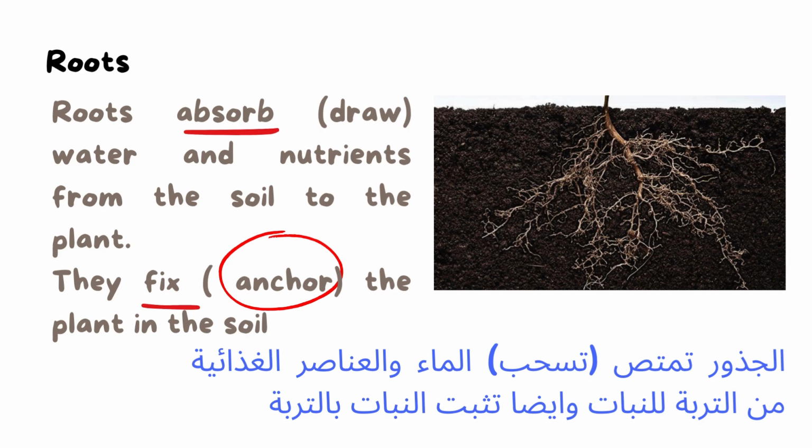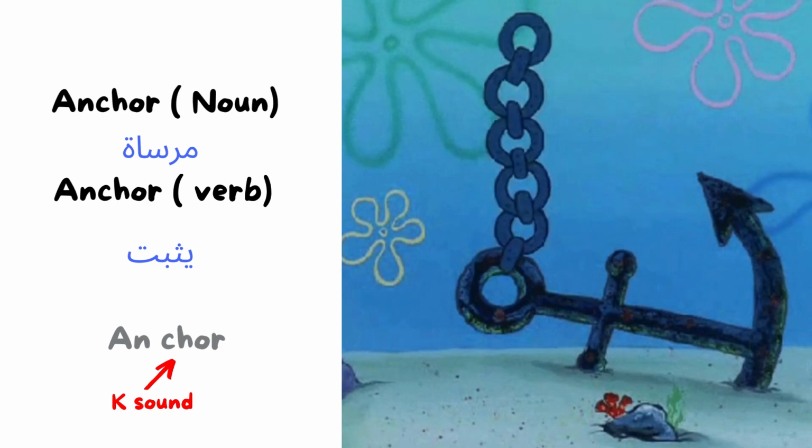And there is another function: it fixes the plant in the soil. What is the meaning of fix? Yes, to make the plant attached to the soil, okay? It can't move from this place. So it fixes, or in another word, anchors the plant in the soil. So those are the two functions of the roots. First, roots absorb water and nutrients from the soil to the plant, and they fix or anchor the plant in the soil.